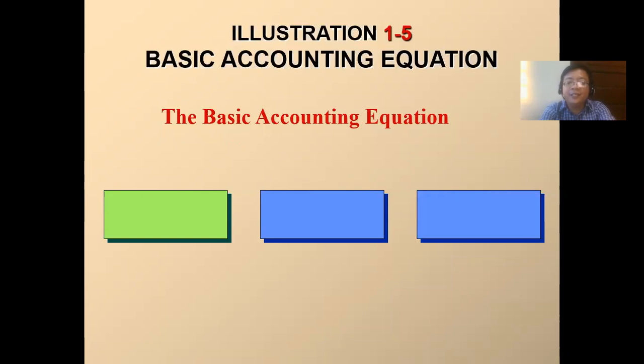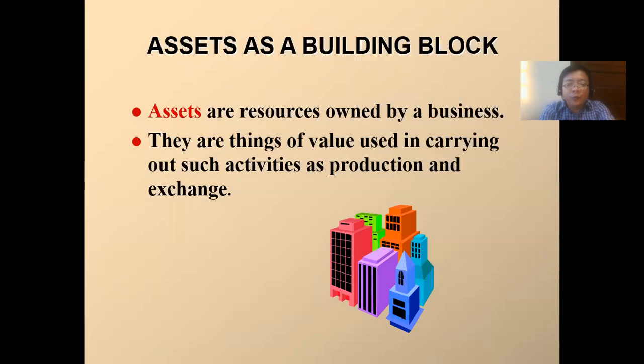The basic accounting equation is basically assets equals your liabilities plus your owner's equity. Right? Very important that you always know this. Assets equals your liabilities plus your owner's equity. Okay? When you say assets, it is very important that they are the resources owned by the business. They are the things of value used in carrying out the activities such as production and exchange.